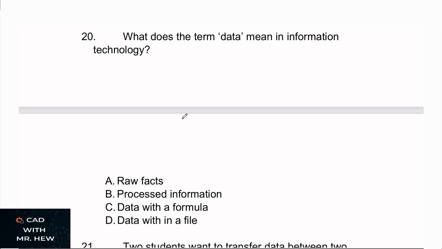Our question 20. What does the term data mean in information technology? A, we have raw facts. B, process information. C, data with a formula. D, data in a file. The correct answer is A.